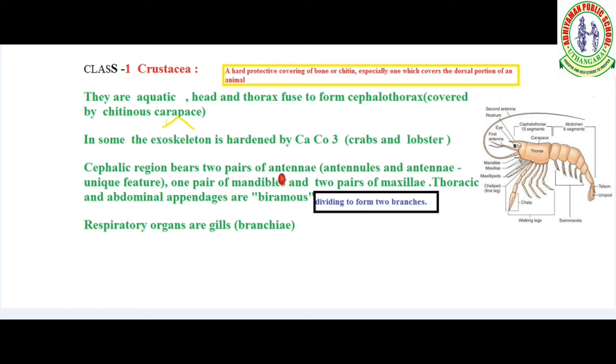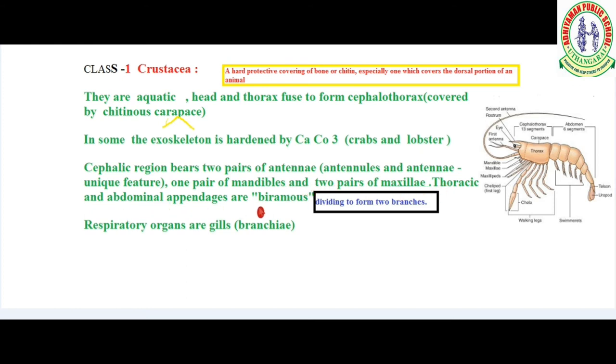A crustacean bears two pairs of antennae, antennules and antennae, which is unique in feature. In this region you can see the cephalothorax. This is the cephalic region, this is the thoracic region. The fused regions are called the cephalothorax. The cephalic region bears two pairs of antennae, one pair of mandibles, and two pairs of maxillae. In crab it may be different.